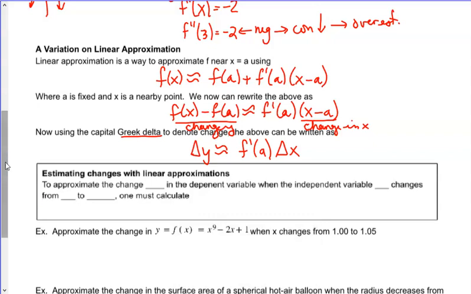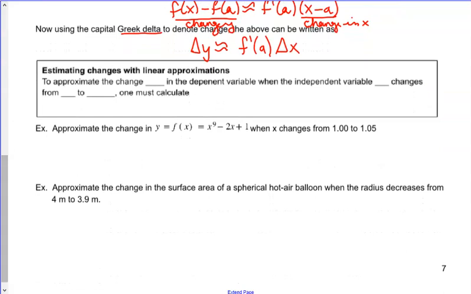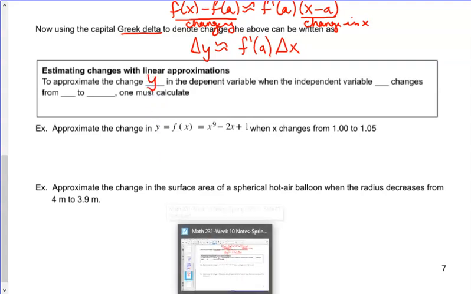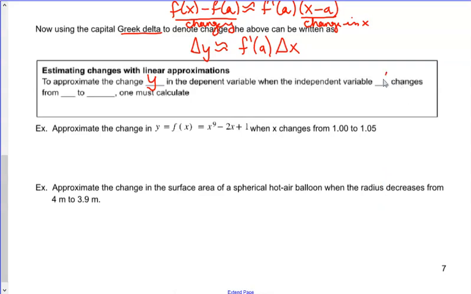Okay, now why is this important? This is going to lead us into what we refer to as differentials, not differentiables. Differentials: to approximate the change in y, a dependent variable, when the independent variable x changes from a to some a plus delta x. Remember, that's a change in x. A is along our x-axis. One must calculate that delta y is approximately the derivative at a times delta x.